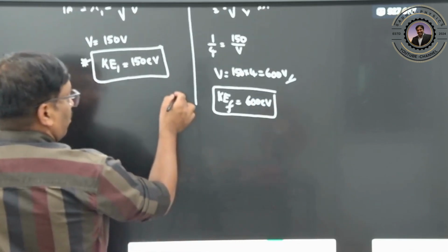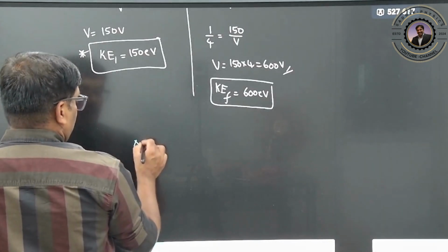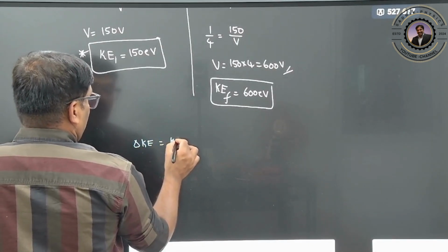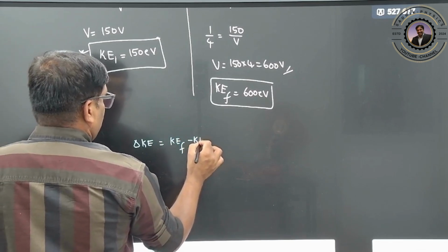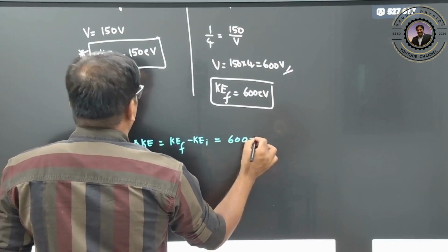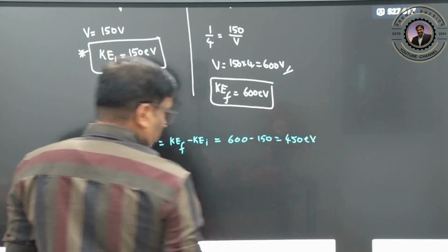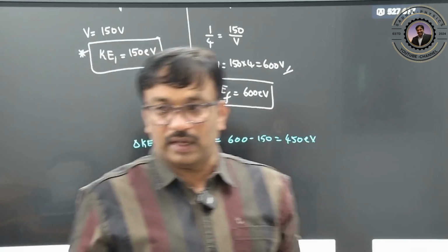He is asking what will be the change in kinetic energy. The change in kinetic energy can be written as kinetic energy final minus kinetic energy initial: 600 minus 150, therefore 450 electron volt. This is the way you can solve it very easily.